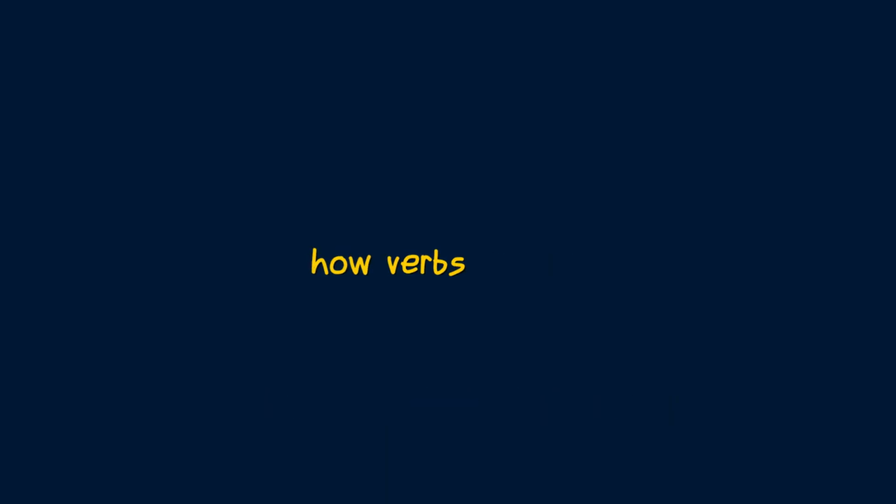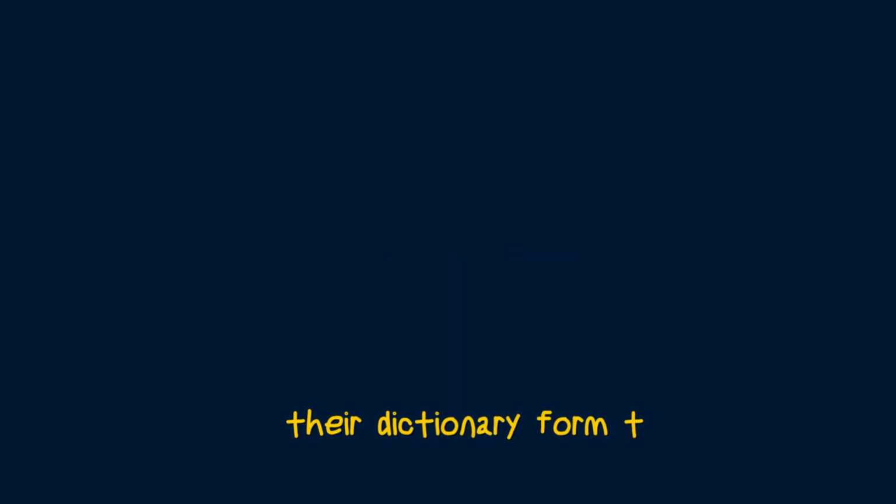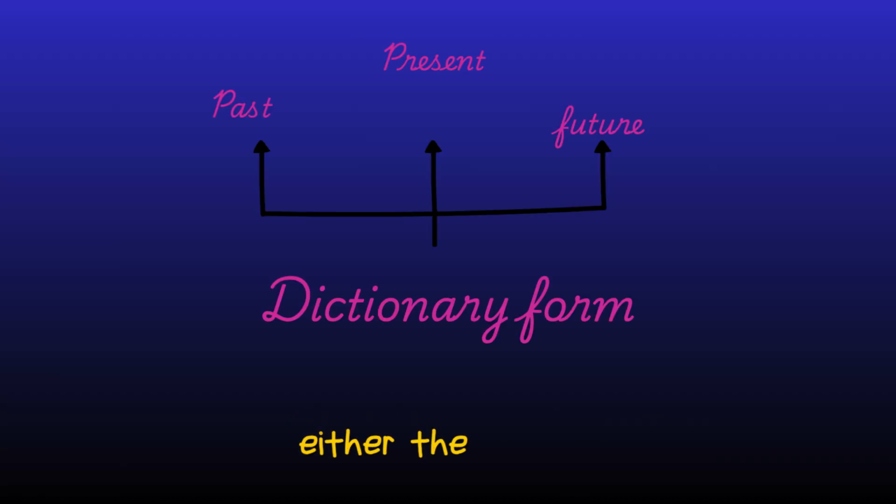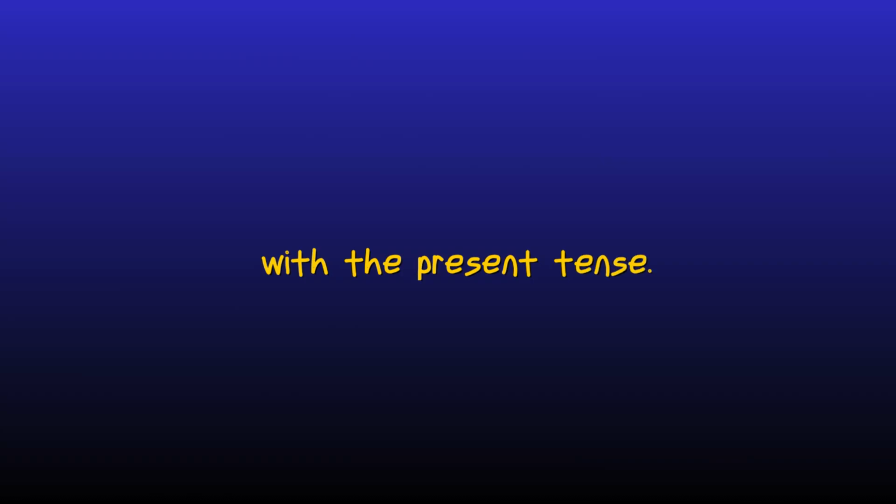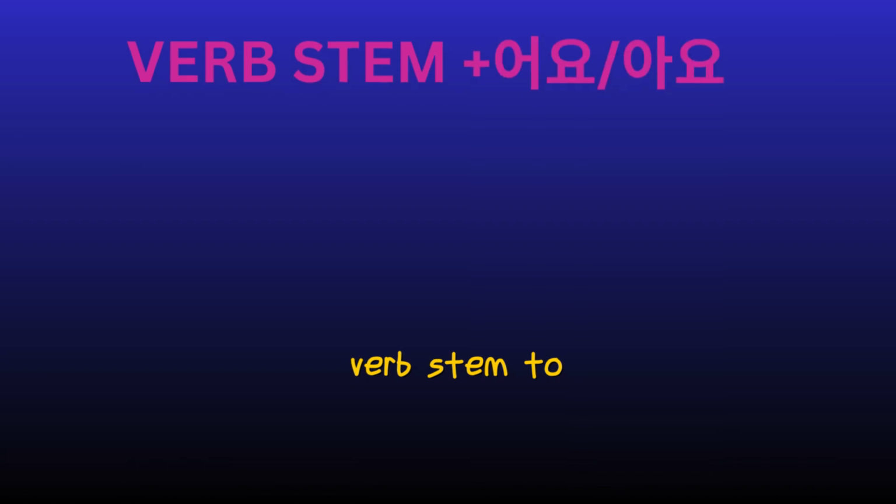Today I am revisiting Korean verb conjugation patterns. So basically, I'm focusing on how verbs actually transform from their dictionary form to either the present, the past, or the future tenses. Starting with the present tense. The rule to know is that you attach your verb stem to either oyo or ayo.